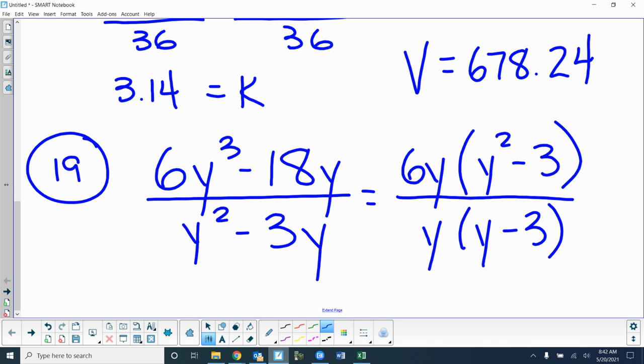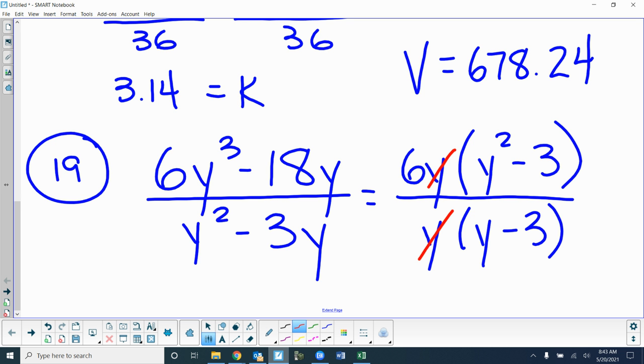So I think there's a typo here. I think they wanted these two to be the same, but they didn't. No. If these two were the same, what could I do with them? I could cancel, all right? What can I cancel though? Those two y's that we pulled out that were part of the GCF. Okay?